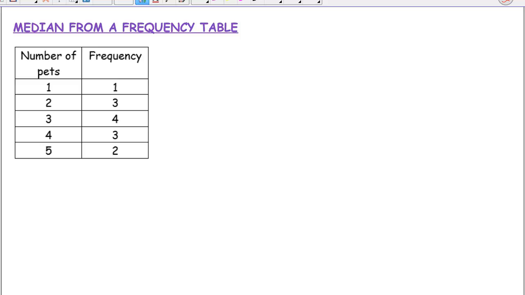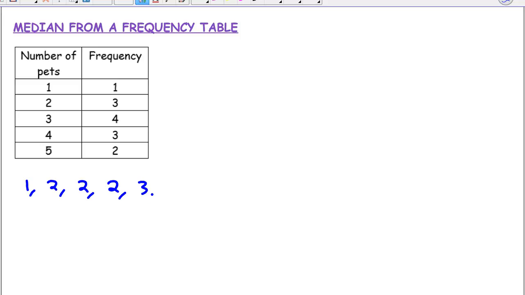So what will help us to organize this data? Remember, it's in a table. I'll take you back a little bit, just to show you that if we didn't want to list this data in a table, we just wanted to list everything, then what we'll end up with is this: 1, 2, 2. How many 2's do we have? 3. Remember, that's from the frequencies.